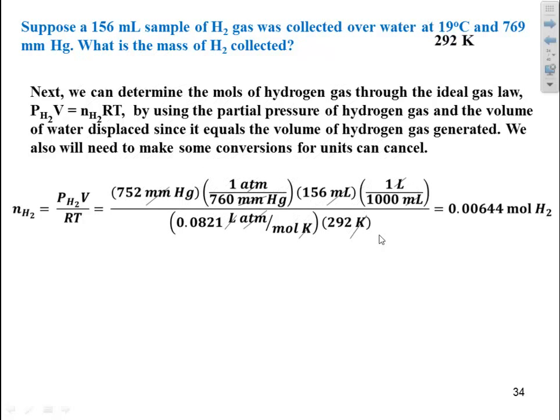Units cancel. You can see what's left is moles, which is in the denominator of the denominator, therefore it's in the numerator. So if I calculate my numbers, I get 0.00644 moles of H2.